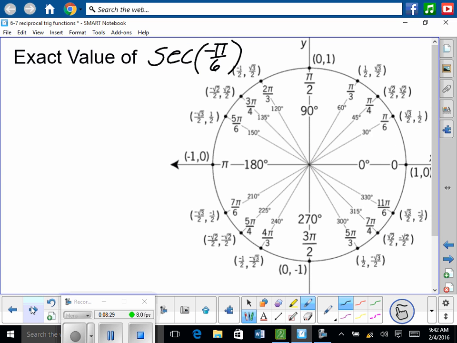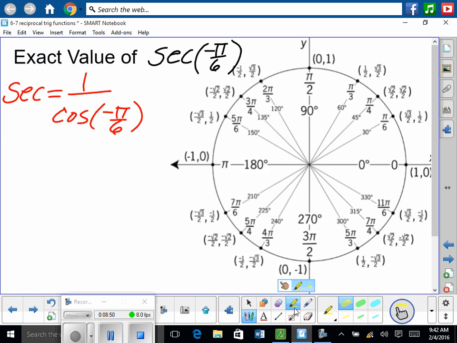Okay, secant of negative pi over 6. So the first thing I say, what is secant? Secant is 1 over, we always go opposite, so the cosine. So secant of negative pi over 6 is equal to 1 over cosine of negative pi over 6. So then I locate negative pi over 6. So 1 up, 1 down, that would be this. We know that cosine is x, so I'm highlighting x. Okay, I'm looking at that.